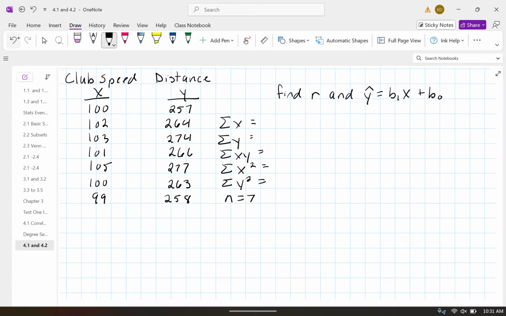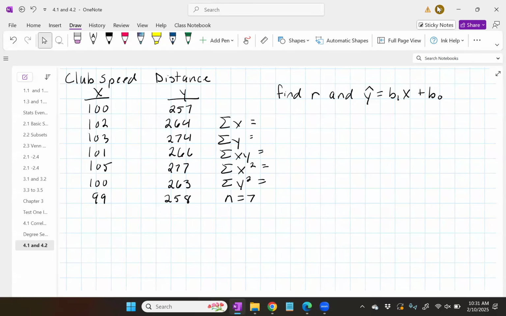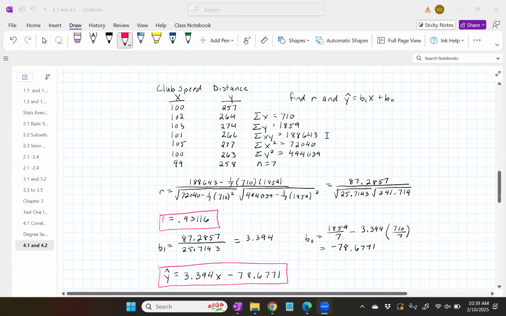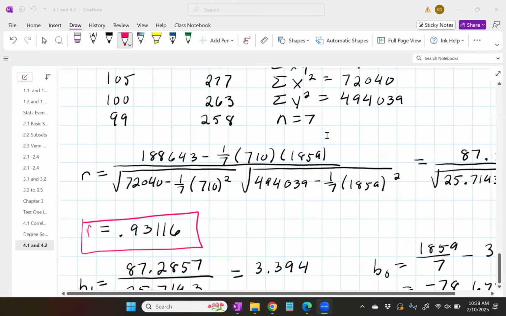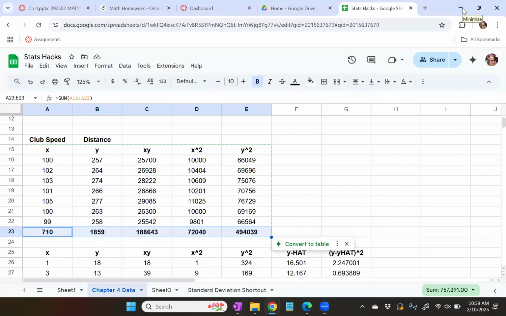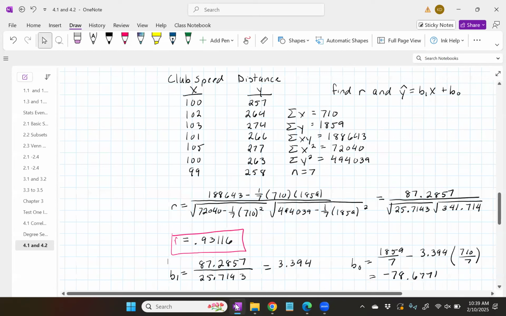I'll pause the video because that's boring. Okay, I calculated all the things. We had our summations up there, which I got from my spreadsheet again. The screen really just wants to be a jerk. Nope, wrong thing. Okay, it's gonna do what it does.